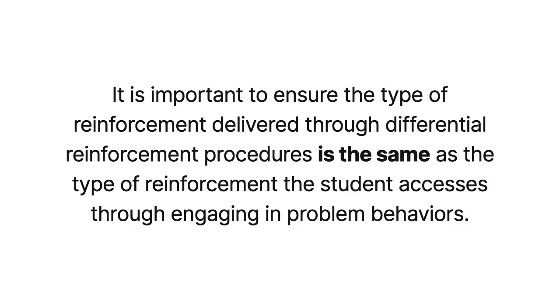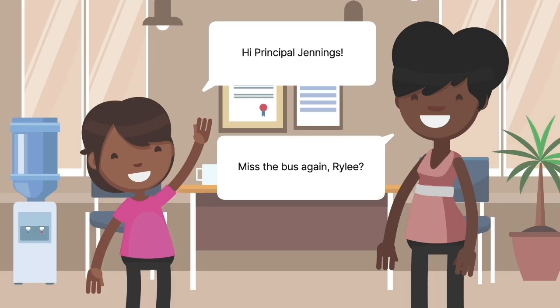It is important to ensure the type of reinforcement delivered through differential reinforcement procedures is the same as the type of reinforcement the student accesses through engaging in problem behaviors. For example, if a student is engaging in a problem behavior to access adult attention, reinforcement provided through a differential reinforcement procedure should involve access to adult attention.